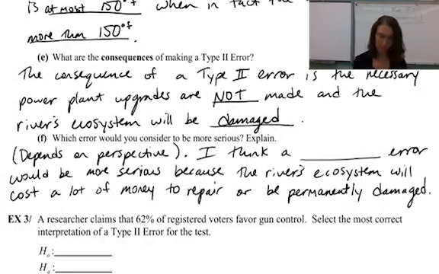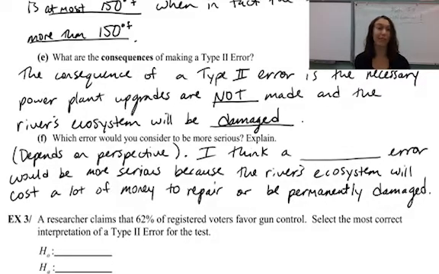Which error would you consider to be more serious? Explain. So these types of problems, a lot of the time, it depends on perspective. Sometimes it doesn't. There's definitely one right answer, one wrong answer sometimes. But in this context, it kind of just depends on your perspective. If you were thinking about the perspective of the government official, well, they might think that the type 1 error was worse because they ended up having to spend $5 million when they shouldn't have had to do that.